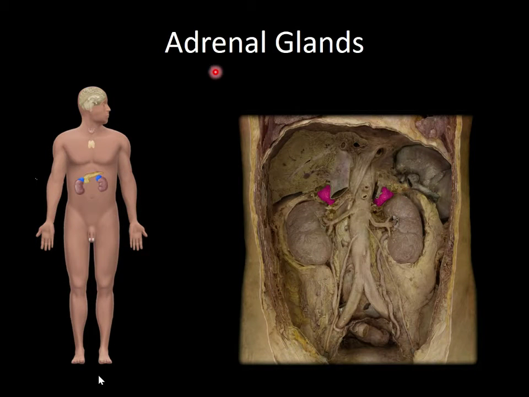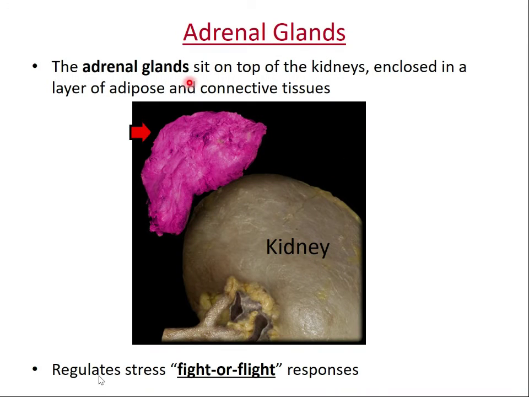Let's next look at the adrenal glands. Adrenal glands are these glands that are located superior to the kidneys. And they're shown right here as well. The adrenal gland sits on top of the kidneys, enclosed in a layer of adipose tissue and connective tissue. So the adrenal gland is above the kidneys, and they regulate the stress response, the fight or flight response.